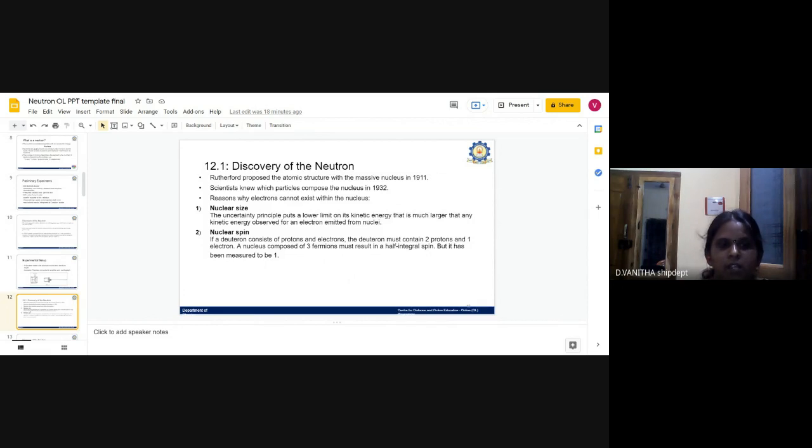the kinetic energy is much larger than the kinetic energy observed for electrons emitted from the nuclei.